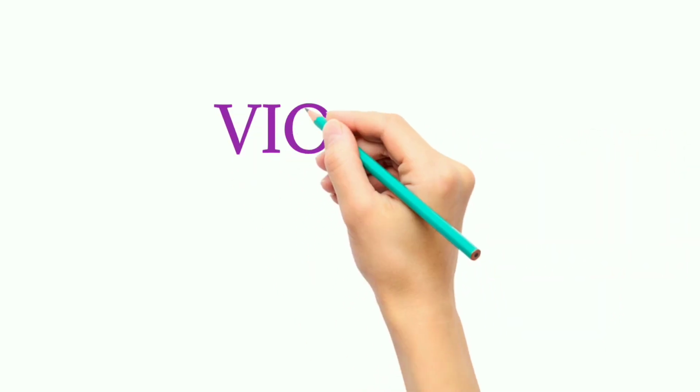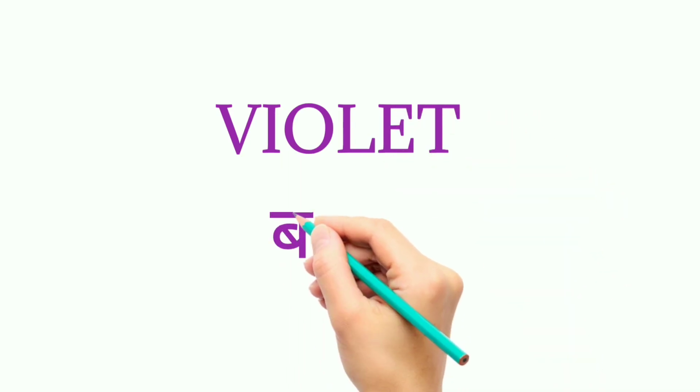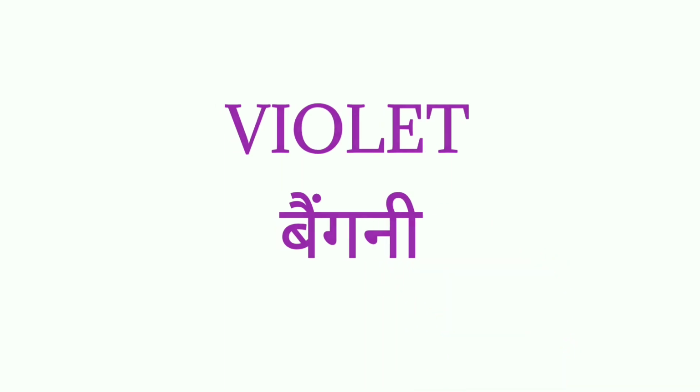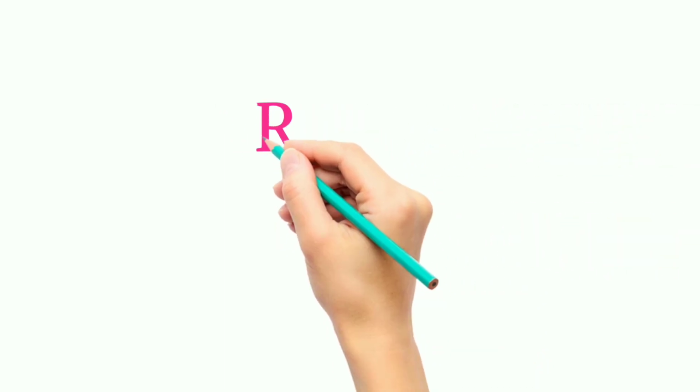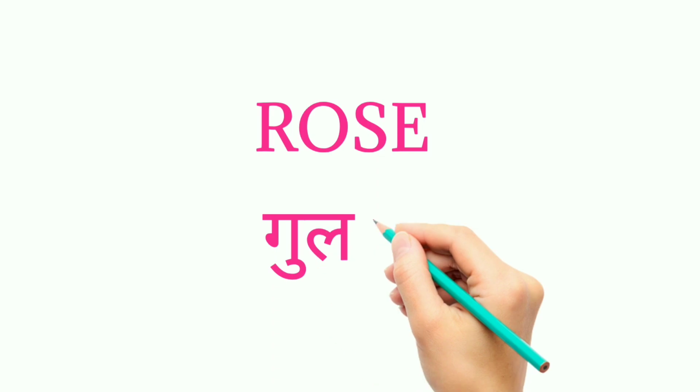Next one is violet. For violet, it is baingani in Hindi. Okay, children. For violet, it is baingani in Hindi. For rose, it is gulabi in Hindi. Okay, children. For rose, it is gulabi in Hindi.